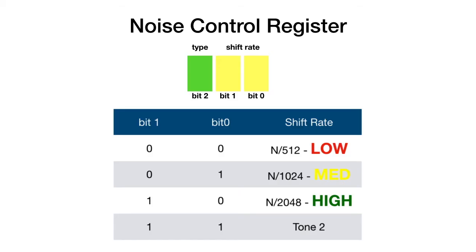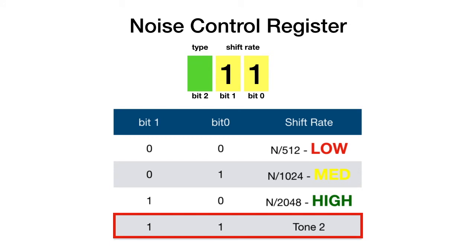So we've covered the first 3 shift rates and understand the low, medium, high modes for both periodic and white noise. That provides 6 different sounds. The mode that I haven't covered yet is the shift rate of 1, 1 or decimal 3. This is known as tone 2 mode, and we will get into it. But before we do, let's see how we write to this register with a latch byte.